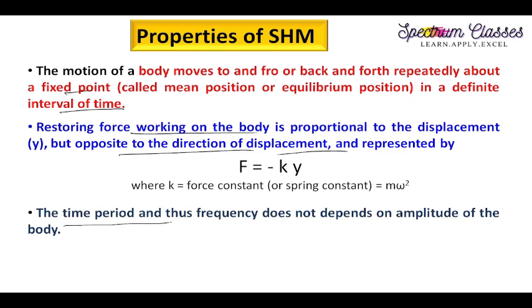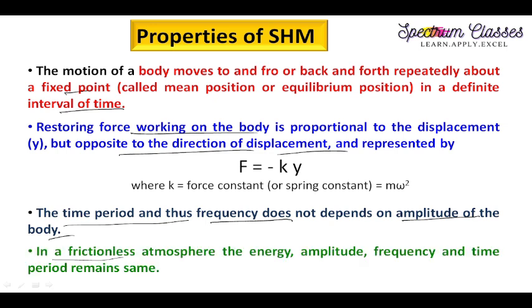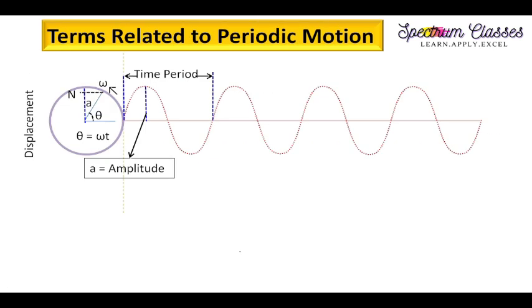So the time period, and thus the frequency, does not depend on the amplitude of the body. This is not depending on the amplitude, right? In a frictionless atmosphere, the energy, amplitude, frequency and time period will remain the same for simple harmonic motion, right? The terms which are related to periodic motion can be discussed here.